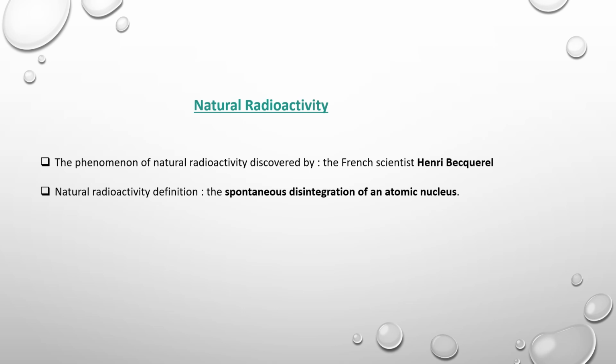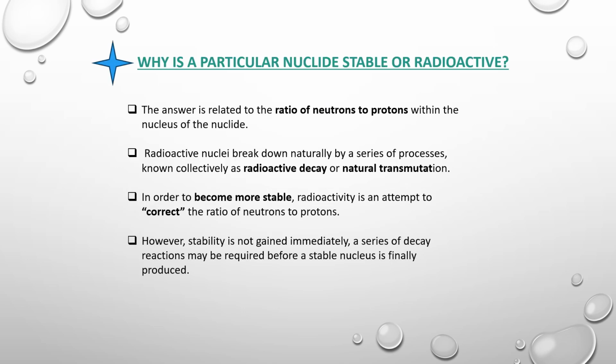Natural radioactivity. The phenomenon of natural radioactivity was discovered by the French scientist Henri Becquerel. Natural radioactivity definition: the spontaneous disintegration of an atomic nucleus. Why is a particular nuclide stable or radioactive? The answer is related to the ratio of neutrons to protons within the nucleus of the nuclide. Radioactive nuclei break down naturally by a series of processes known collectively as radioactive decay or natural transmutation.